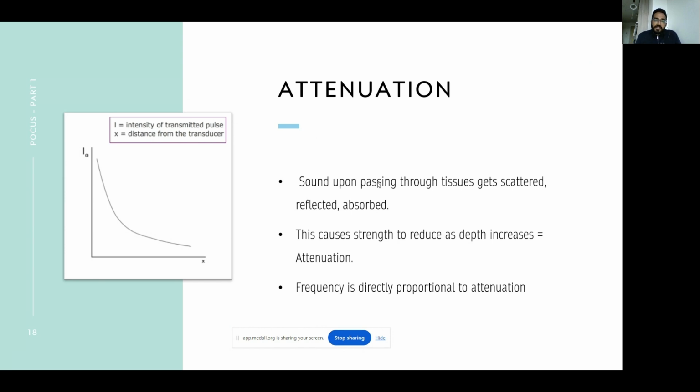And you also have to understand this basic principle that the frequency of the ultrasound is directly proportional to attenuation. That means that if you send a high frequency sound wave inside, it gets attenuated very fast. So the penetration will not be that deep with a high frequency wave. But with a low frequency wave, because the attenuation is less, it can go deeper into the tissue.